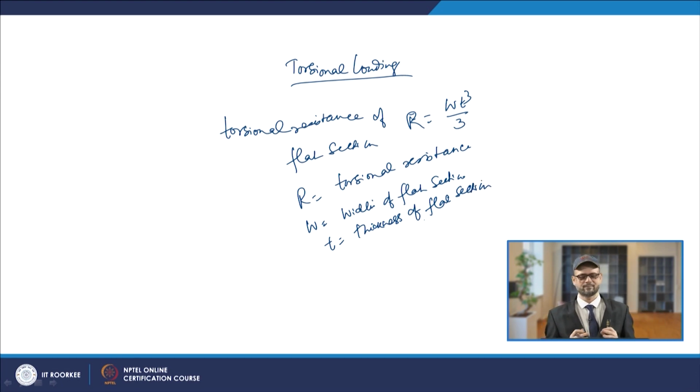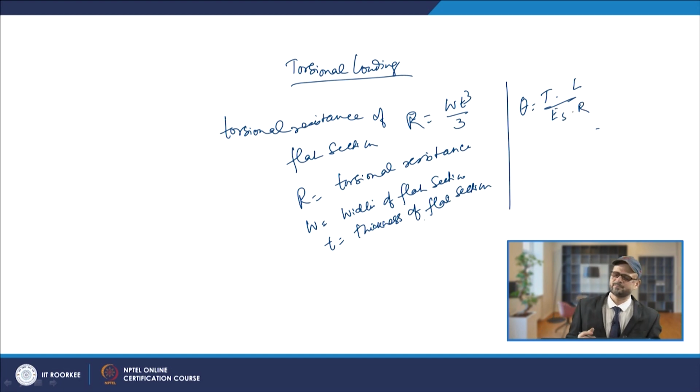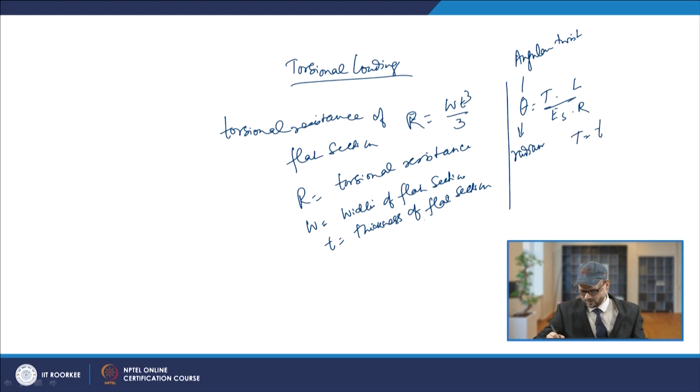Once you find the torsional resistance of an open section, you can calculate the angular twist, because torsion creates twist in the material. That will be theta equal to T into L upon Es into R. So, you will have this value in radians, this is your angular twist. As we know, T is the torque, Es is the modulus of elasticity in shear, and R is the torsional resistance.